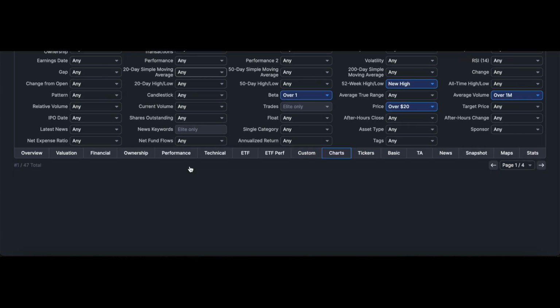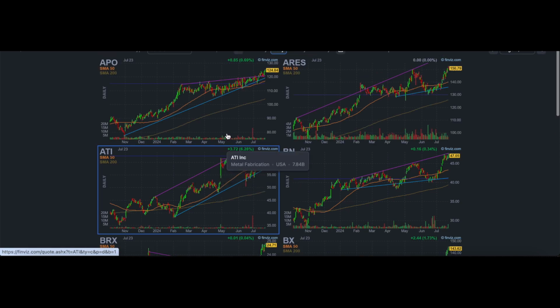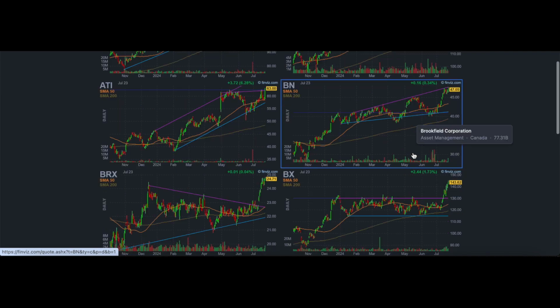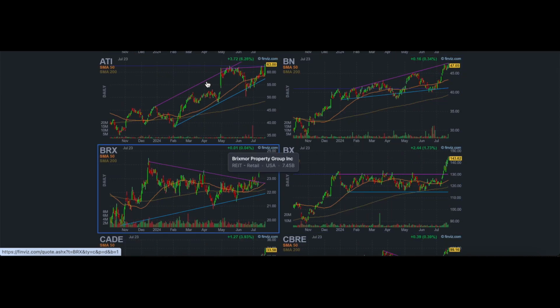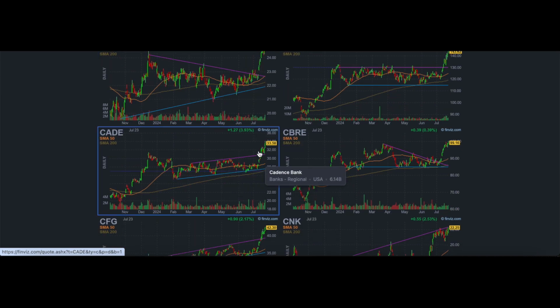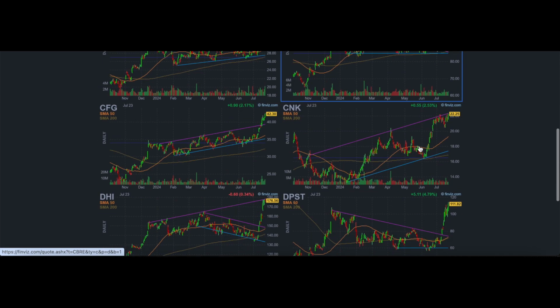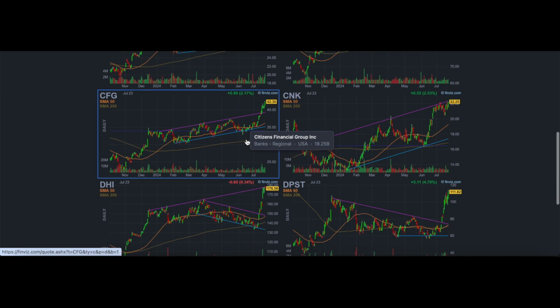So again, I just want to be focusing on the strongest names, right? And names that are not too choppy. So this is choppy. This is choppy. This is choppy. Choppy, choppy, choppy. This one looks good. Okay, we covered that. This one looks good. This one's choppy. This one looks good.